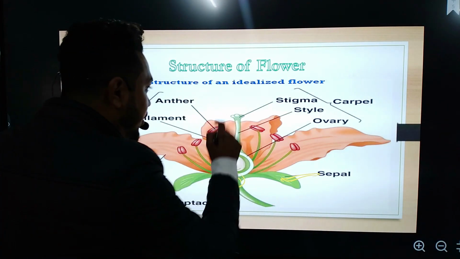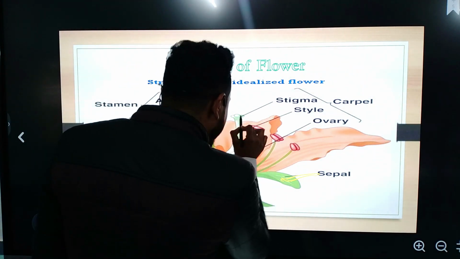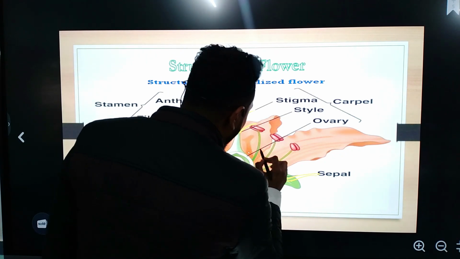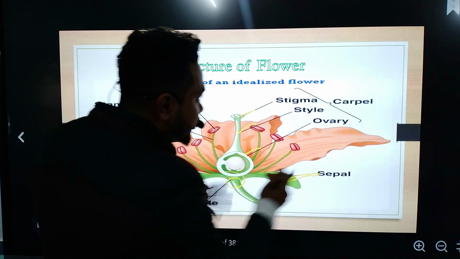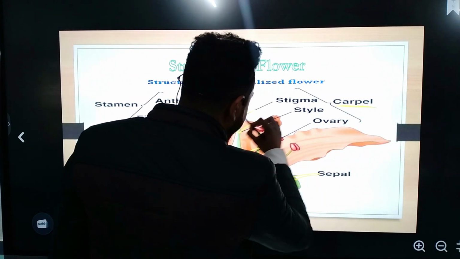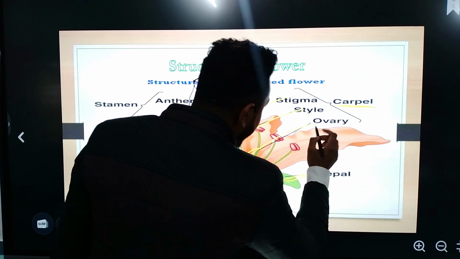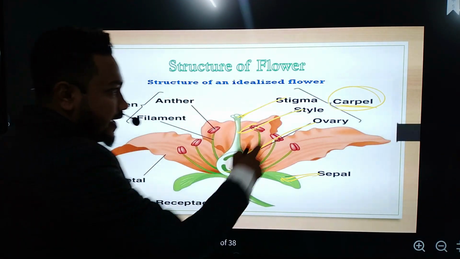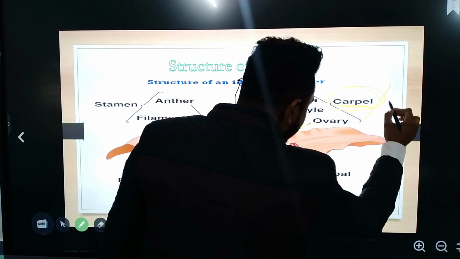Now moving to the very important part, the female part of a flower, that is the stigma. This is the style and the ovary. Those three things constitute a carpel. See, stigma, style and ovary constitute a carpel. This is also known as the female part of a flower, the carpel, or also known as the pistil.